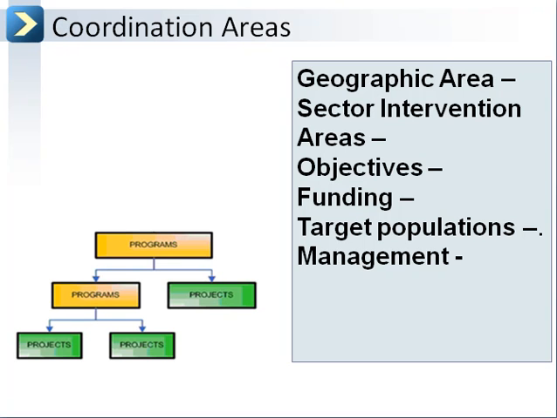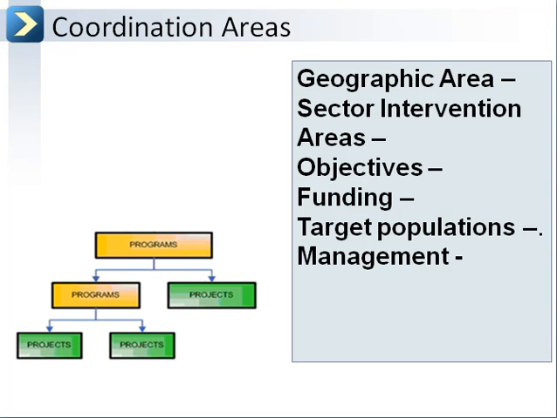Some of those include geographic area. If you have multiple projects working in a district or in a region or a single country, it might make sense to manage them together. Similarly, sometimes sector intervention areas become the basis of a program, where a health program might benefit by aligning with a water and sanitation, or with an agriculture, or perhaps an education program.